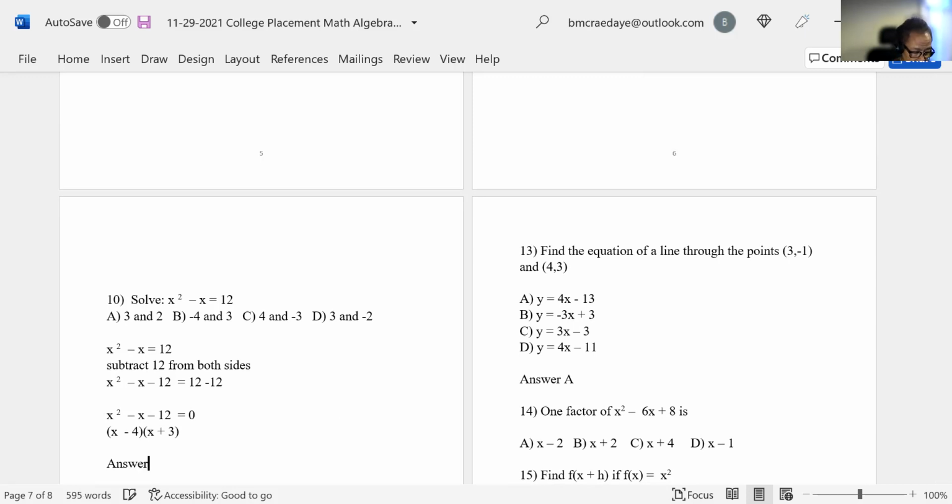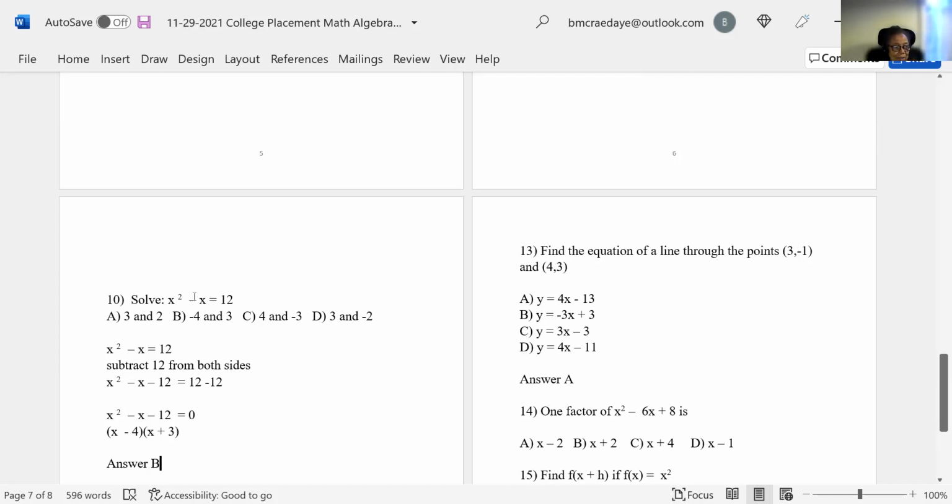Because remember, when you pick out your factors, you must multiply them to give you the constant. You must add them to give the coefficient of the x. So to get a minus 1, the bigger number has to be the 4. So a minus 4x and a plus 3x gives you a minus 1x. That's what this is right here, a minus 1x. And then a minus 4 times a plus 3 gives you a minus 12. All right, so that's your answer, number 10.